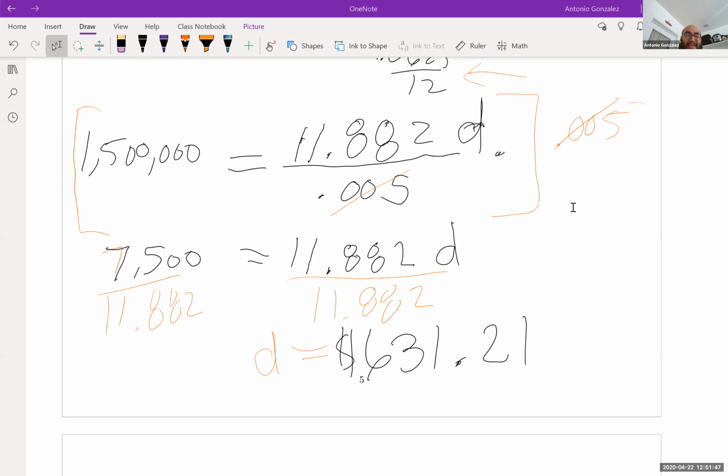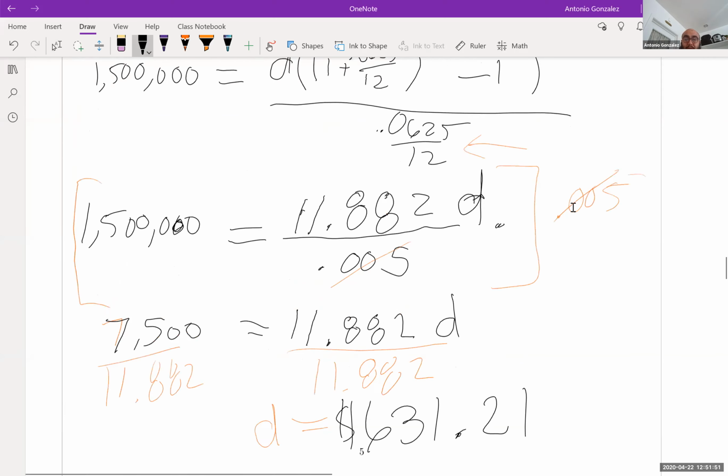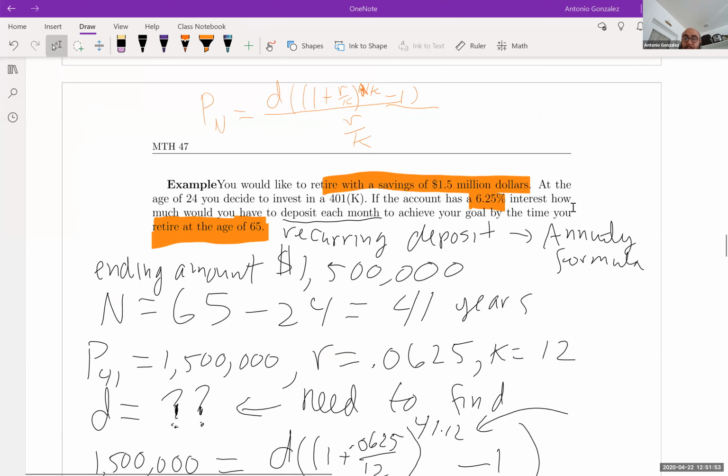Oh, that should be a 0 there. That is our saving goal. Okay, we look at the problem. We want to retire with $1.5 million. If you want it to be more, you can say, well, what if I want 2 million? Then you could change it up.